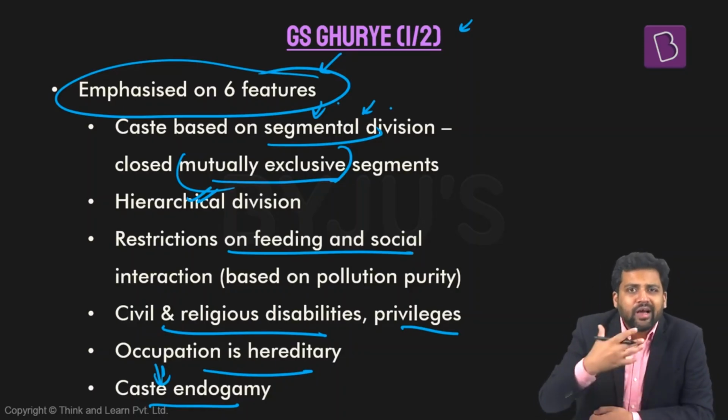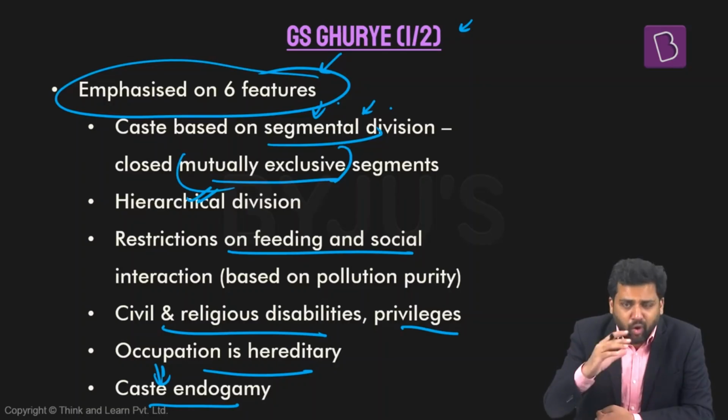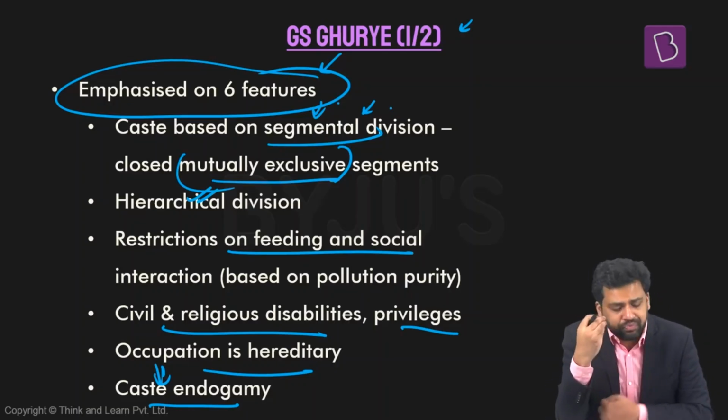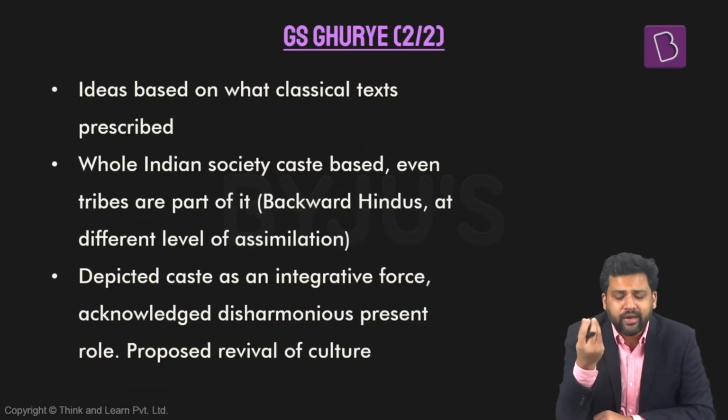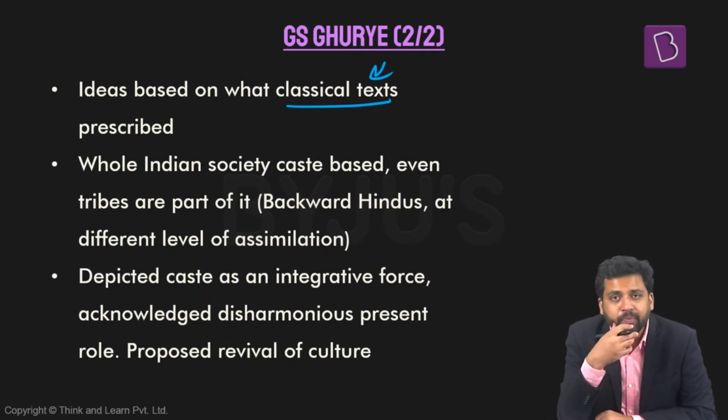Now you might have a question: how did he come across these points? How did he get to know that caste system implies segmental division, hereditary occupation, and so on? What was the basis of his study? Now G.S. Ghurye looked at different classical texts, ancient texts, scriptures, and in these scriptures, how the society is organized, what kind of rules and regulations they're following, what is the social structure. He's analyzing all these things, and from that he's concluding this is how caste system looks like.